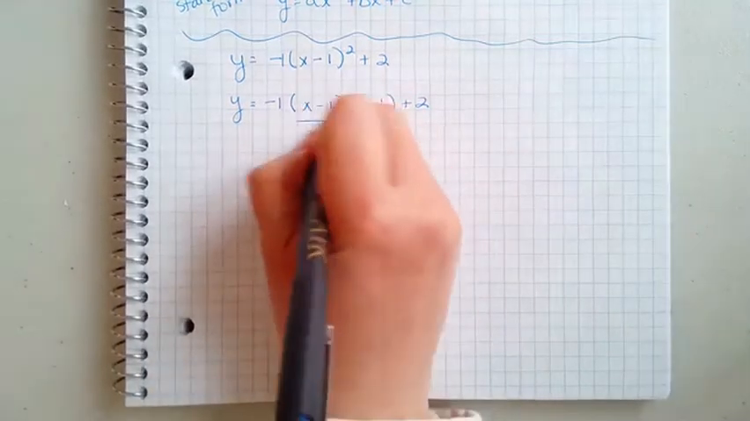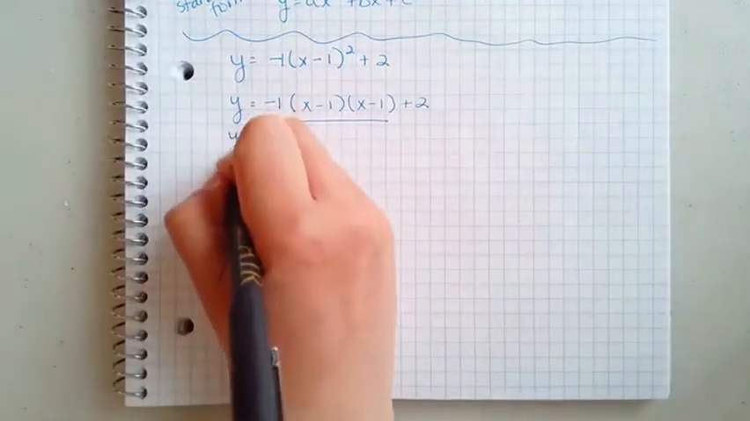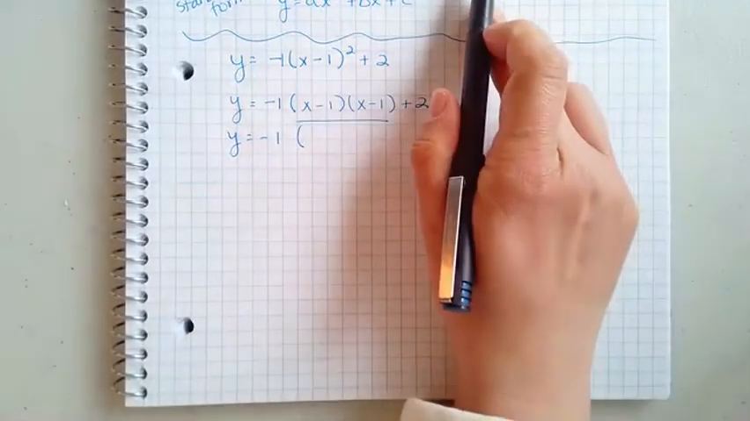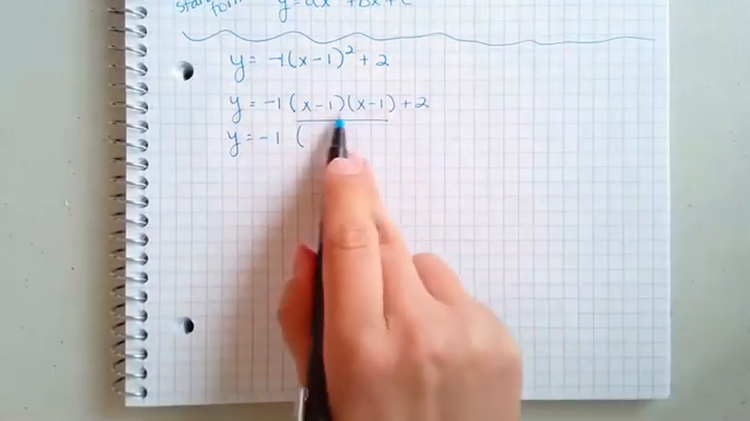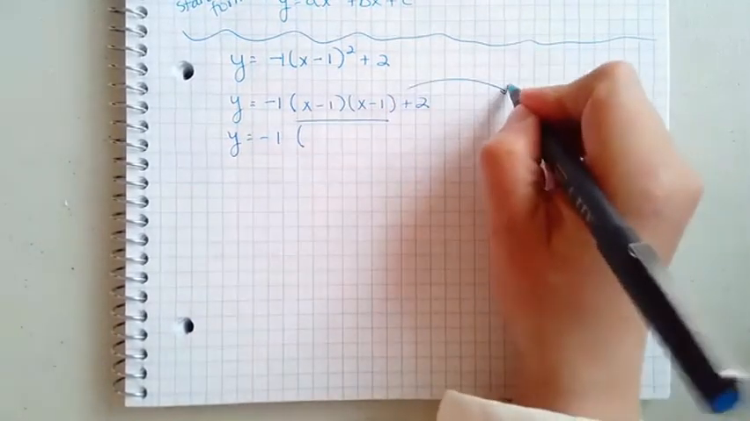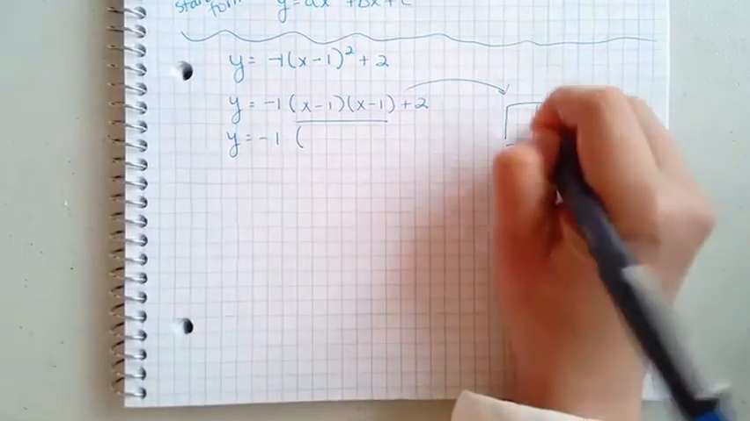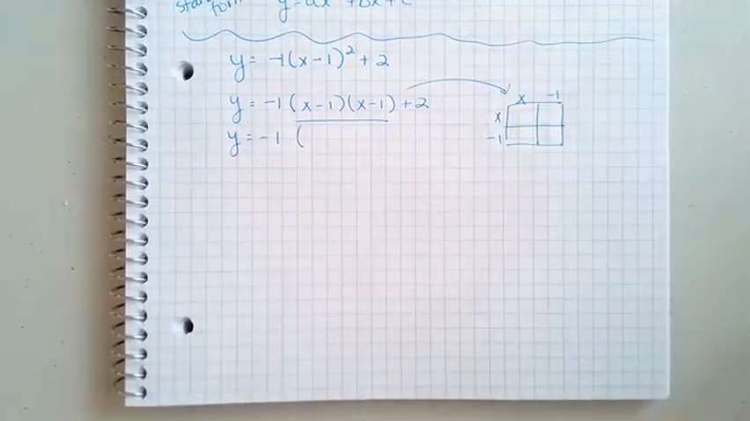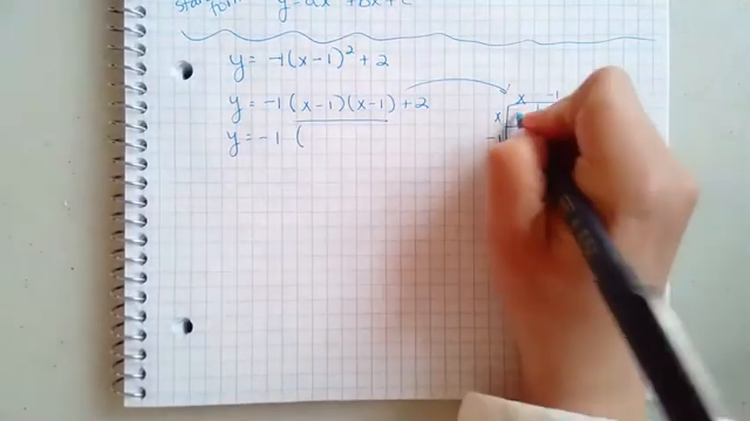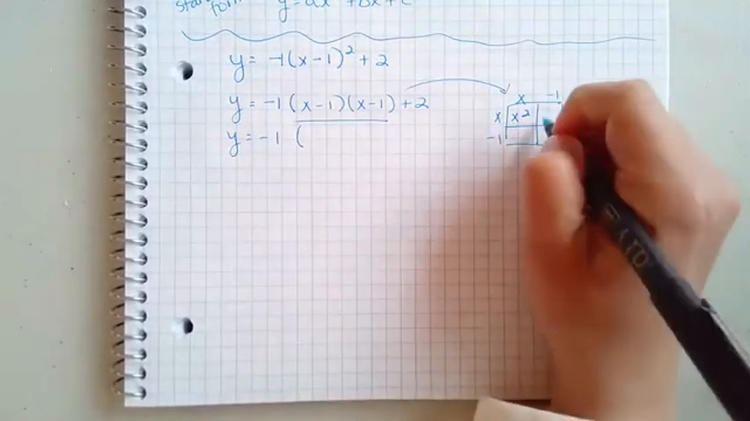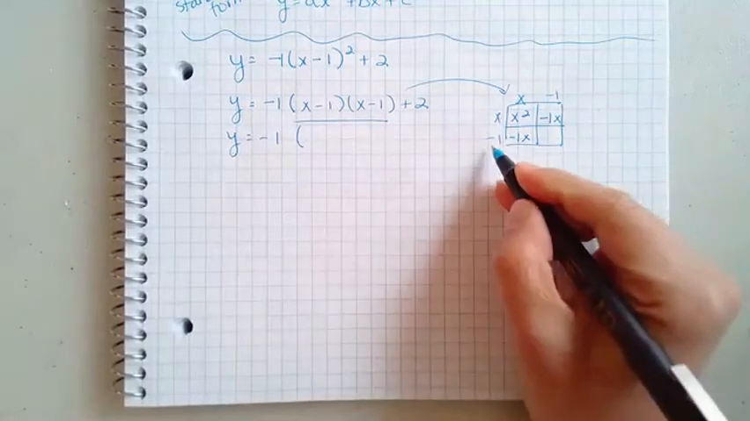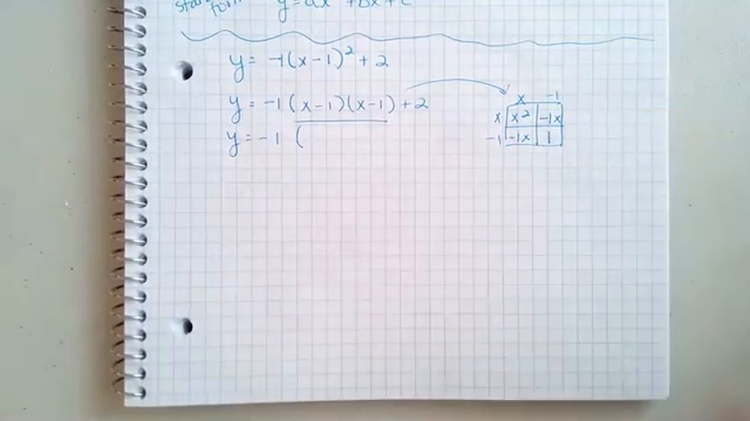Okay, so I'm going to focus on this. I'm going to leave the -1 out here, and I'm going to distribute here. Now, for those of you who were like, I don't know how she did that, let me do it using one of our tools. Okay, so x and -1, x and -1. x times x is x squared. x times -1 is -1x. x times -1 is -1x. And -1 times -1 is +1.